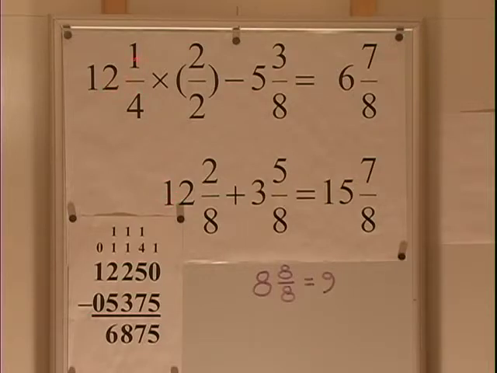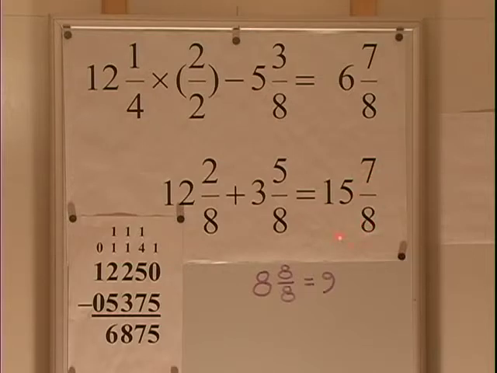But first I must convert this 1/4 to eighths. So I'm going to multiply by 1. And then I'm going to substitute 2 over 2 for 1. So I get 2 times 1 is 2, and 2 times 4 is 8. So 2/8 is another way of writing 1/4. So now I'm going to add 12 and 3 is 15. 2 and 5 is 7, and I'll bring the eighths over. So I get 15 7/8.